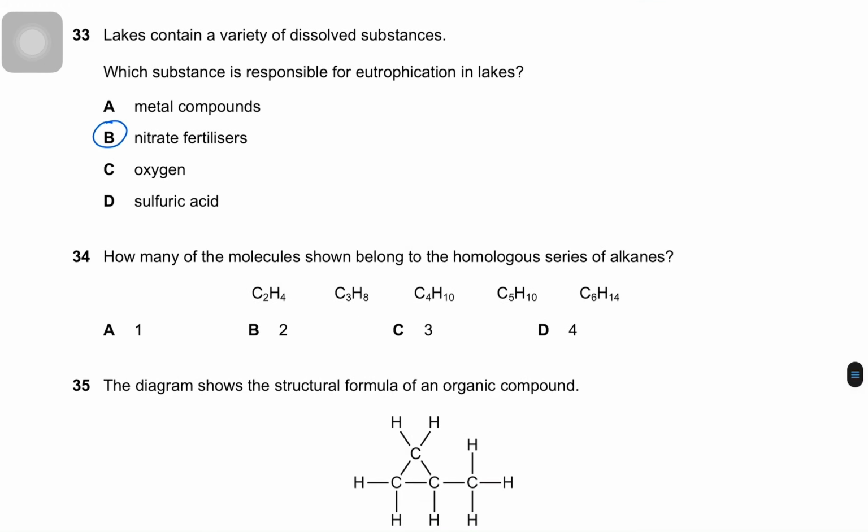How many of the molecules shown below belong to the homologous series of alkanes? Alkanes means CnH2n+2. So this is the alkane general formula. C2H4 is not an alkane, it's ethene. C3H8 is an alkane. C4H10 is an alkane. C5H10 is not an alkane, it's pentene, an alkene. And then C6H14 is another alkane. So there are 3 alkanes over here.